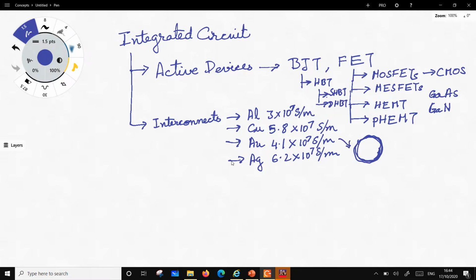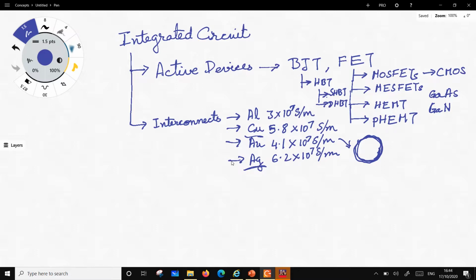Otherwise, we could have preferred silver because it has the highest conductivity, or we could have preferred copper. And we do prefer copper in many semiconductor processes. Earlier, there used to be aluminum, but aluminum has an issue that it corrodes more easily than copper, and gold is basically inert, or silver is inert. So oxidation of exposed metal is not a problem.